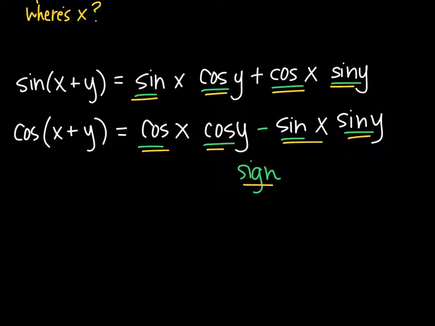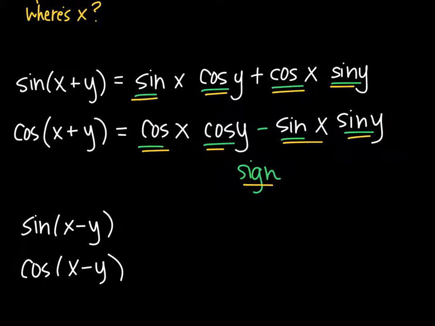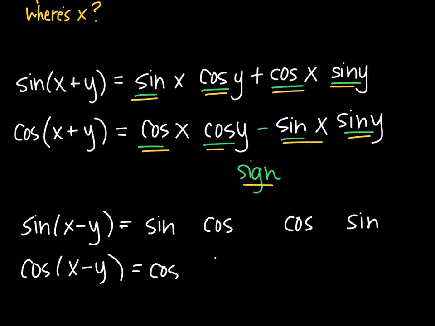Now, what if it's this? Sine of x minus y and cosine of x minus y. Don't worry about it. It doesn't change anything about the cheer. It still goes in order. So we'll just do it. Ready? Sine, cosine, cosine, sine. Next one. Cosine, cosine, sine, sine.